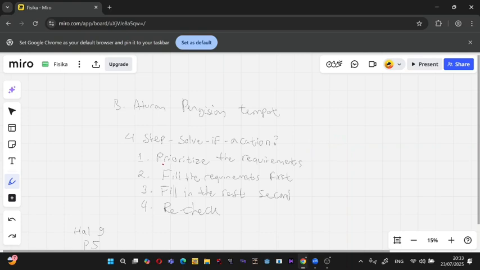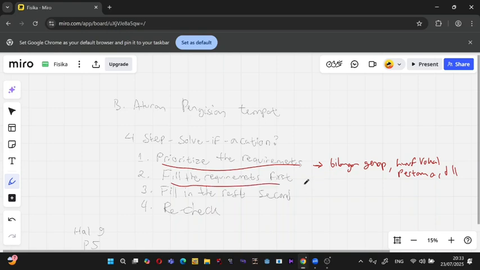So now I've written down 4 easy steps on how to solve these types of questions step by step. First of all, prioritize the requirements. Maybe they want you to sort the numbers to make an even number or an odd number, or sort the letters so that the vowel letters are in the front, the back, the middle, whatever. After you fill in the requirements, then you fill in the rest of the numbers that didn't get used. And then you finally recheck, just in case you made any mistakes.